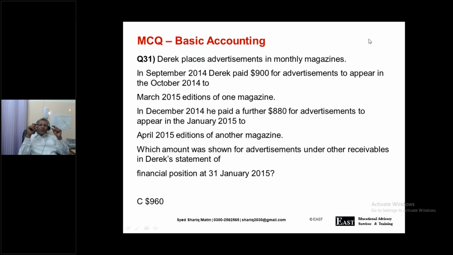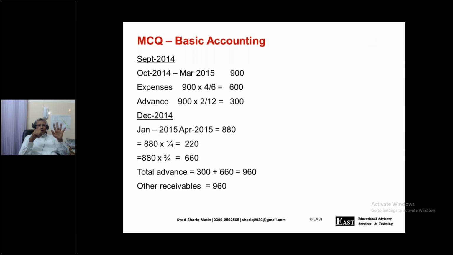See the payment, the first payment is 900 for how many months? As Fiza said, it's for 6 months, right? And your year end is January the 31st, and the payment will last till March 31st. So this payment is advance for 2 months, February and March. So this is what I did, 900 into 2 over 6, and the advance payment is 300, right? For the next one, 880 is the total payment for the next magazine, right? And that was made in the month of January for 4 months.